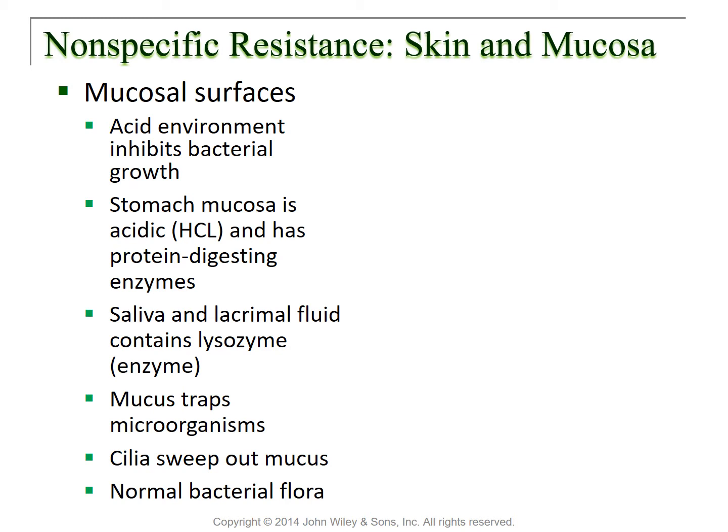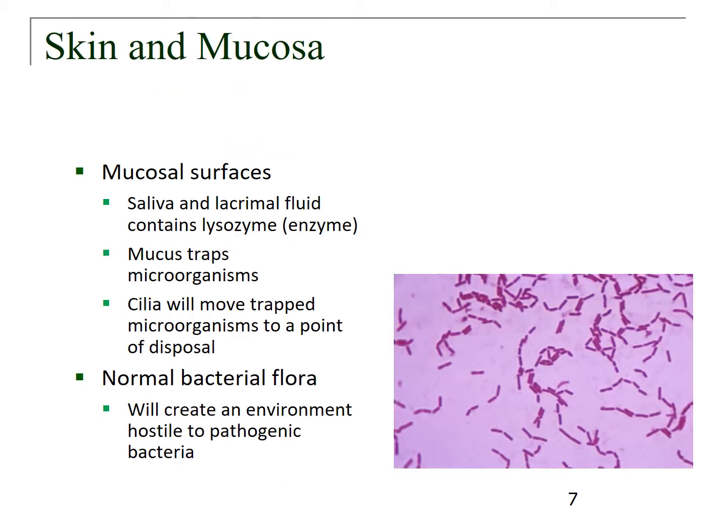In the respiratory tract, the cilia will sweep out the mucus. And last but certainly not least, you can have a normal bacterial flora where you have a mucosal surface. And the best examples of this are probably the mouth and the vagina. So again, the mucosal surfaces usually have saliva and lacrimal fluid that contains lysozyme. Again, mucus traps microorganisms, and these trapped microorganisms get moved out to a point of disposal by cilia.